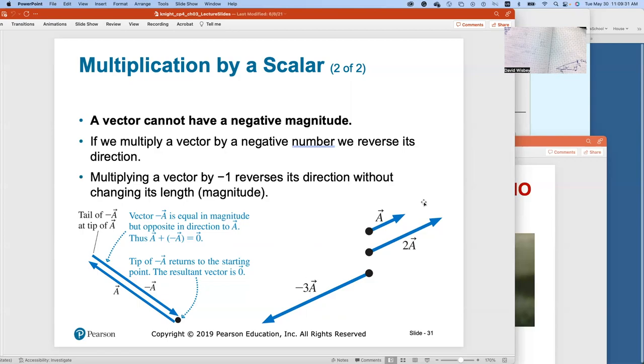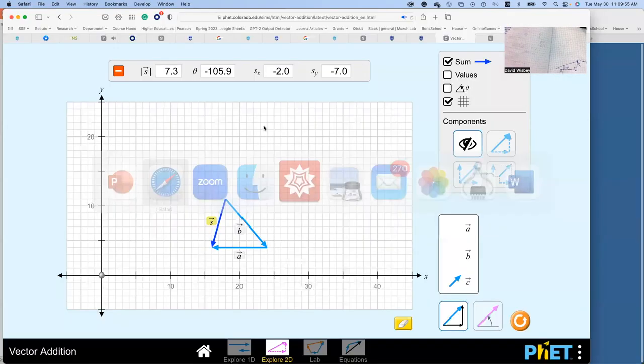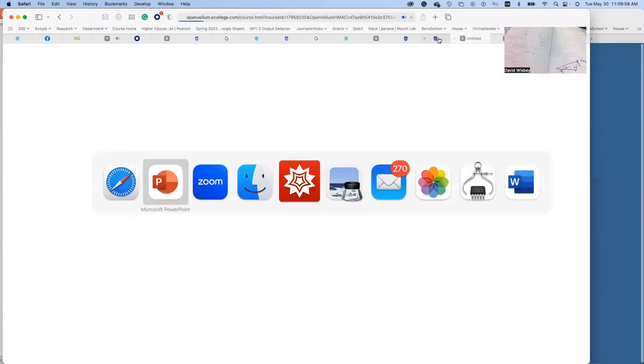So here's our vector A. First, they multiply it by a factor of 2. That just increases the length. And then down here, they multiplied A by a negative 3. So that negative reverses the vector, and it just makes it longer. Okay? So these are just simple vector operations. You can multiply it by a scalar factor. That's fine.